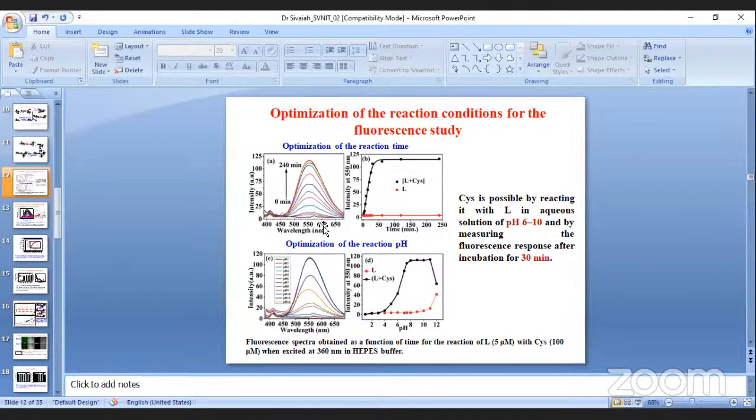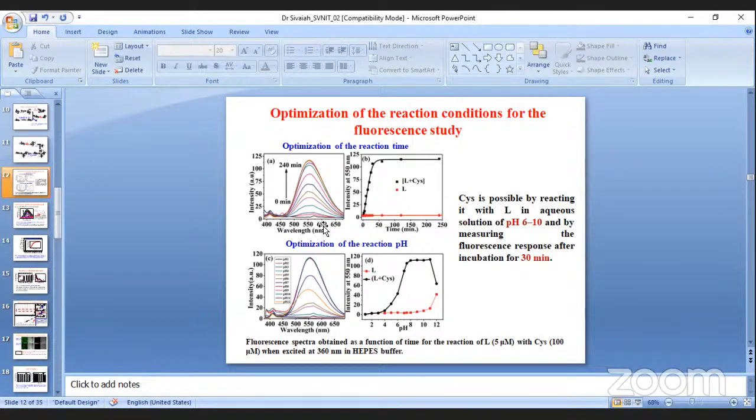That is, how much time it takes to react with this cysteine, with this molecule, and also the reaction pH I have optimized. Here you can see in the fluorescence spectrum, from 0 minutes to 240 minutes, that means almost within 4 hours it is completely optimized.